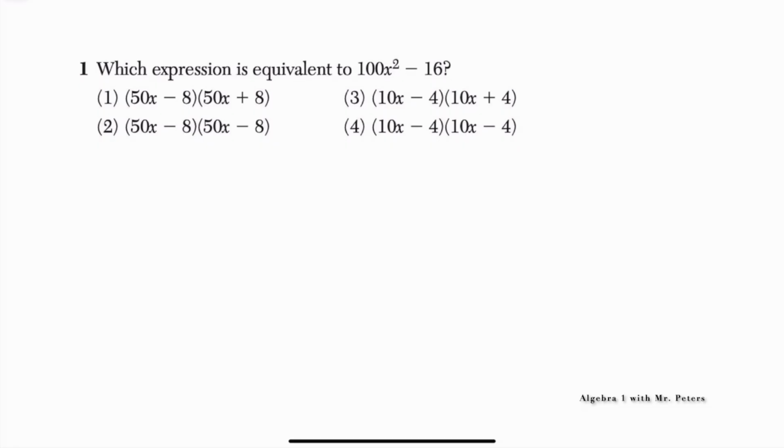As we start off with problem number 1, we should already know that this is the difference of squares. Because when we look at 100x squared, we know its square root is just 10x. And when we look at 16, we know the square root is just 4. And when we deal with the difference of squares, we know that we're going to have the same binomial expression with the opposite signs. So when we look at our answer choices after breaking this down, our answer choice is going to be number 3. Just remember the signs have to be opposite so that the middle term can cancel out and we're only left with the x squared term and the constant.